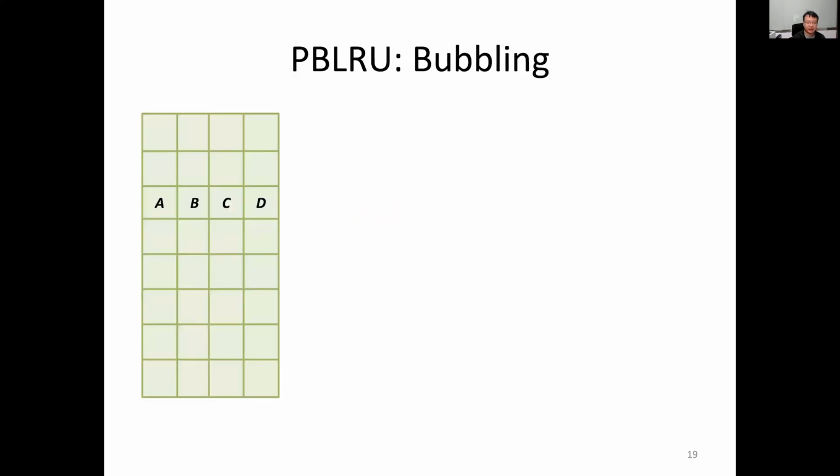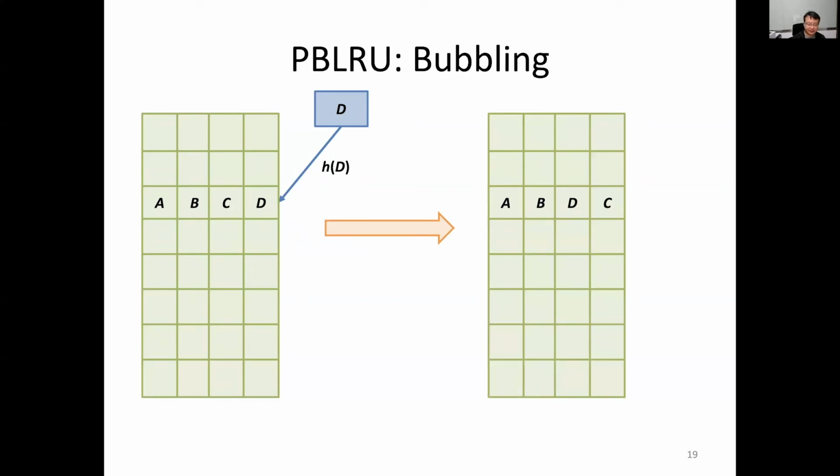At its core, PBLRU uses an operation called bubbling to organize entries within the bucket. Here I show an example where A, B, C, and D are stored in the same bucket. Now, if we look up a key D, we first use the hash function H to map D to the bucket, and we notice that D is the last entry in the bucket. So what do we do? We swap D with its predecessor in the bucket, in this case C, to reflect the reality that D was recently accessed, and we call this operation promotion.